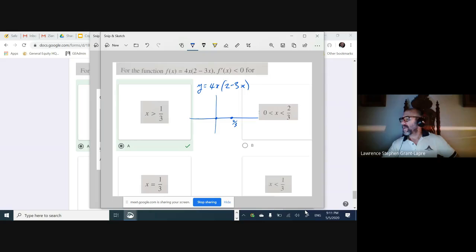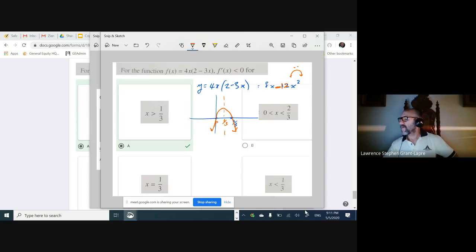It's going to be a sad graph for the same reason as I mentioned before. That's a negative 12. So it's a sad graph. That means it has a maximum. So it's going to come up like this. And it's a parabola. So if that's 0, that's 2/3.